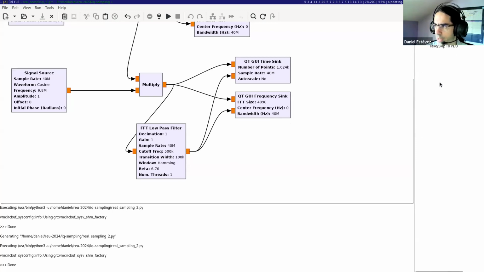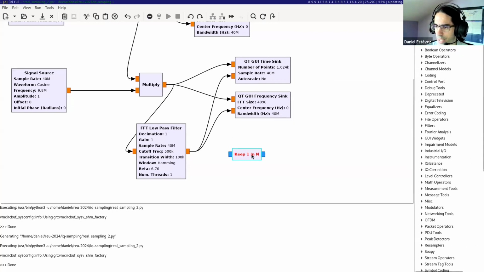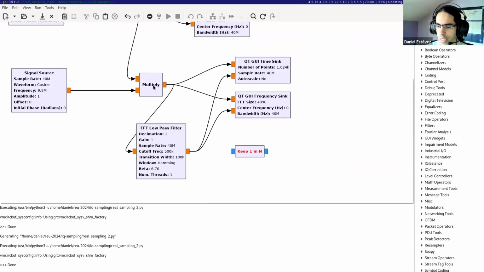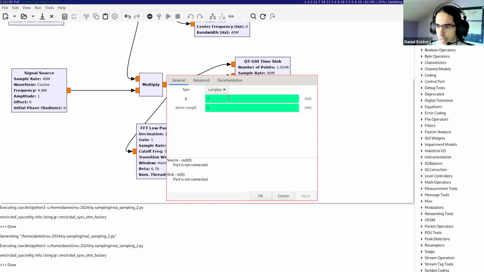The way to do that in GNU Radio is very easy. There is this keep one in n block, because what I have in all of these connections is 40 million samples per second. If I want to reduce the number of samples per second to just 1 million samples per second, that is the same as keep one sample in every 40.